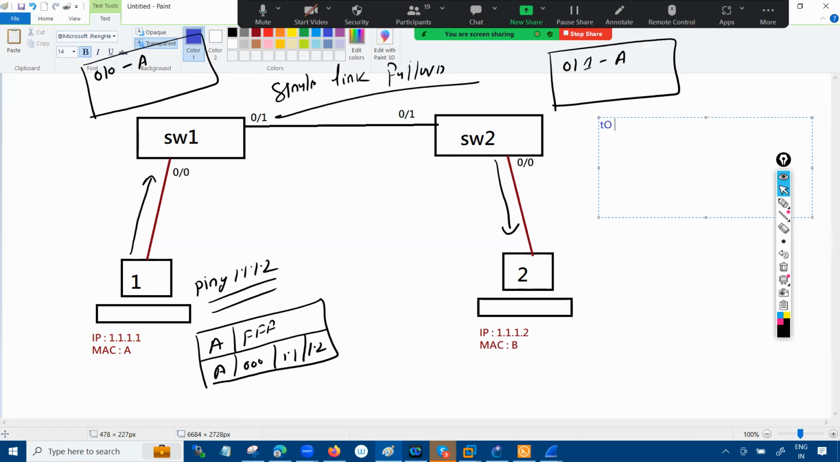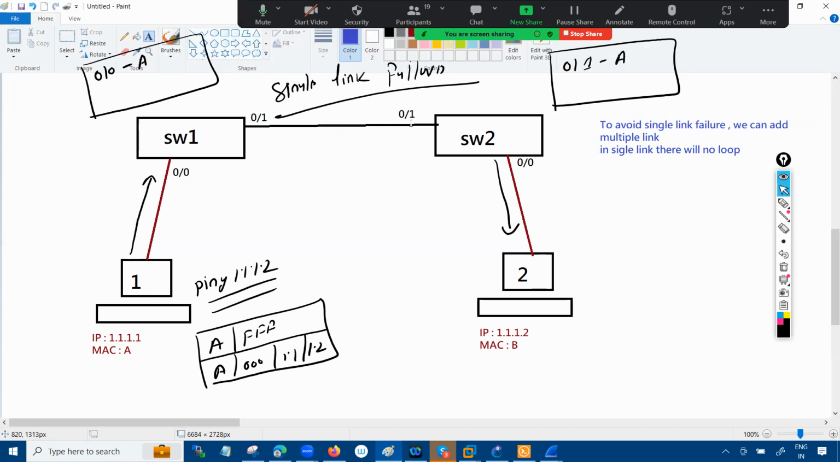To avoid single link failure, we can add multiple links, right? In a single link, there will be no loop. So to avoid the single link failure, what I can do is add multiple links. So I'm just going to add the extra link over there, right?